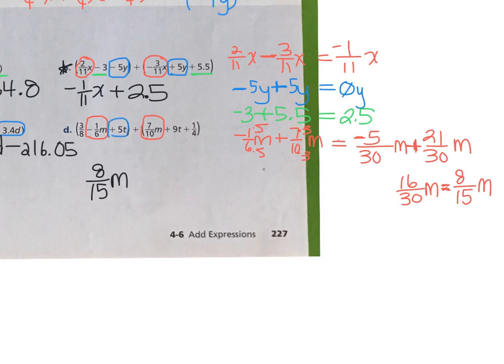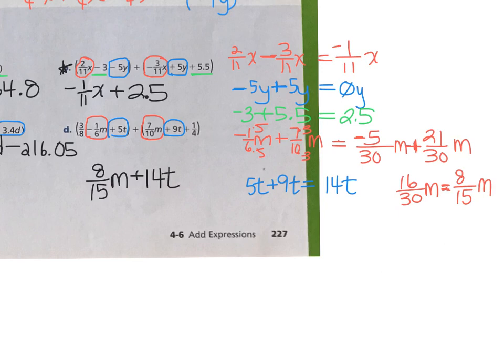Next, let's look for other variable terms and see if we can put some other things together. I have 5t and I have a 9t. So 9t and 5t together makes 14t. Easy part is I didn't have to get a common denominator at all for that one.